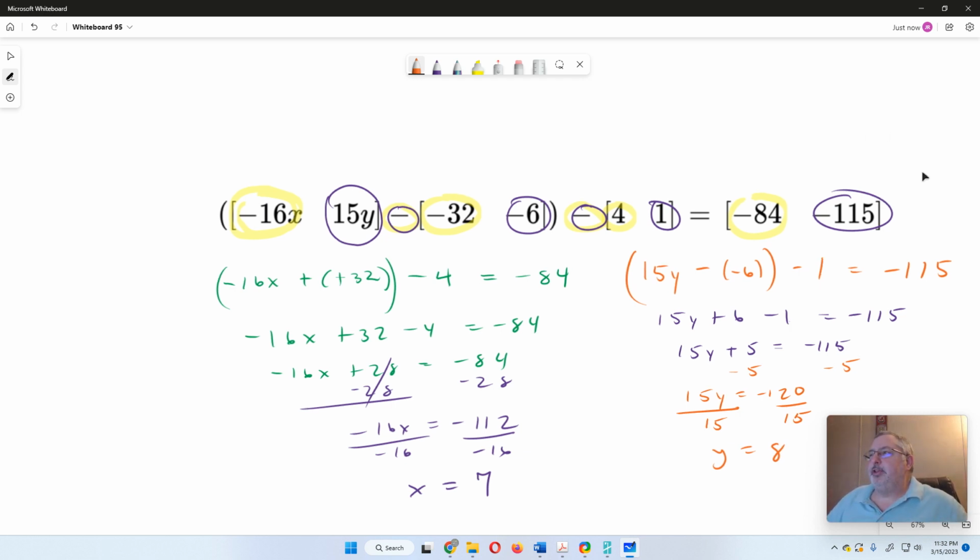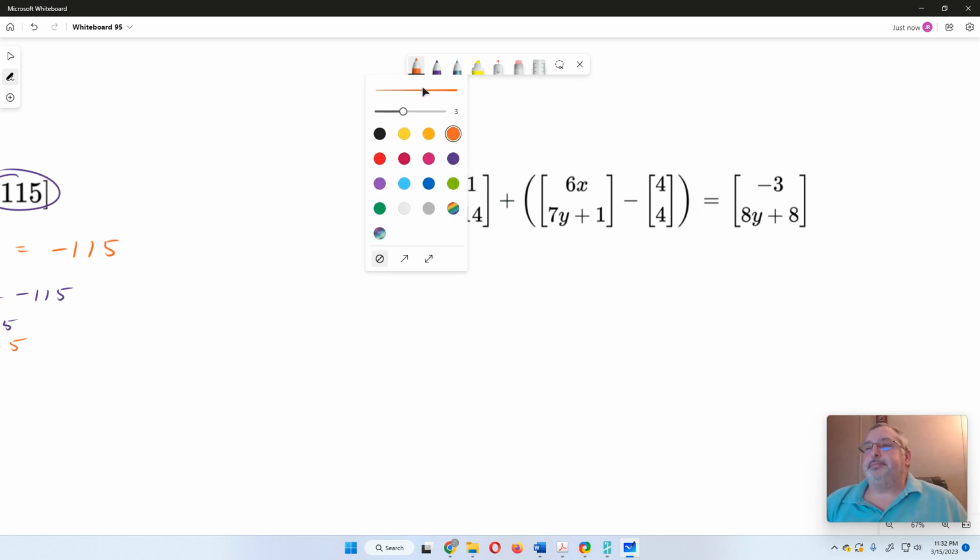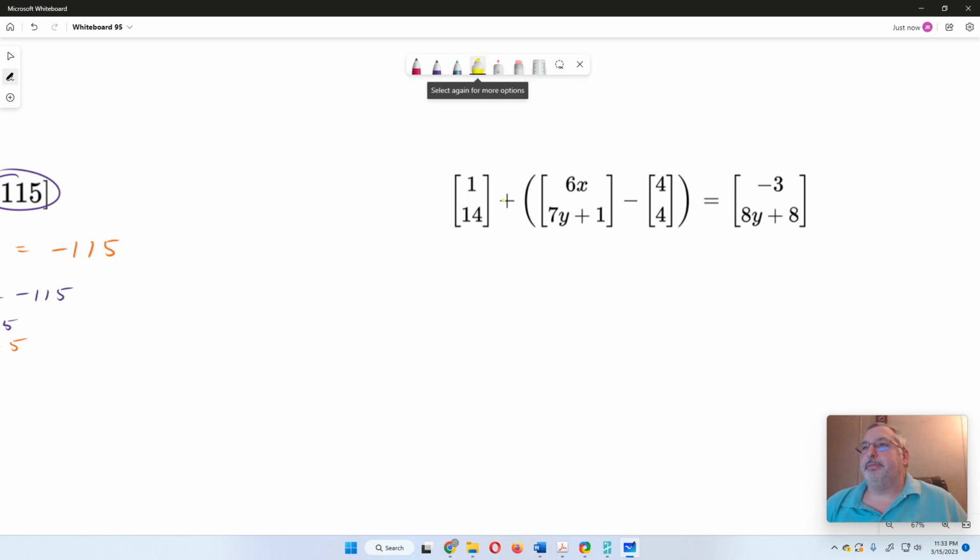Now the second one, people are a little bit confused about how it's set up. These are matrices. These are not fractions. So again, there's two matrices involved here. So if I'm going to find x, then I'm using all these top values. 1 plus 6 minus 4 equals negative 3. Write your equation down. 1 plus, we got parentheses here, 6x minus 4 equals negative 3. First equation.